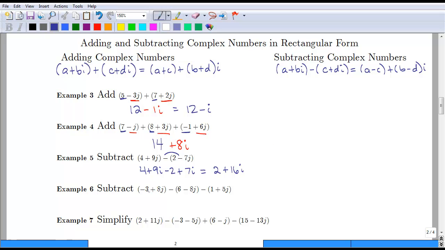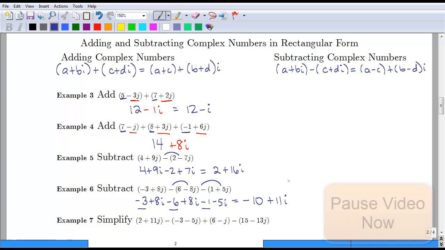We have more than one. Again, we just need to be careful with distributing that negative. Negative 3 plus 8i minus 6 plus 8i is how that one's going to change. And then minus 1 minus 5i. So again, we combine the like terms. Negative 3 and negative 6 is negative 9. And a negative 1 is going to give us negative 10. 8 plus 8 is 16. Minus 5 would give us 11i.